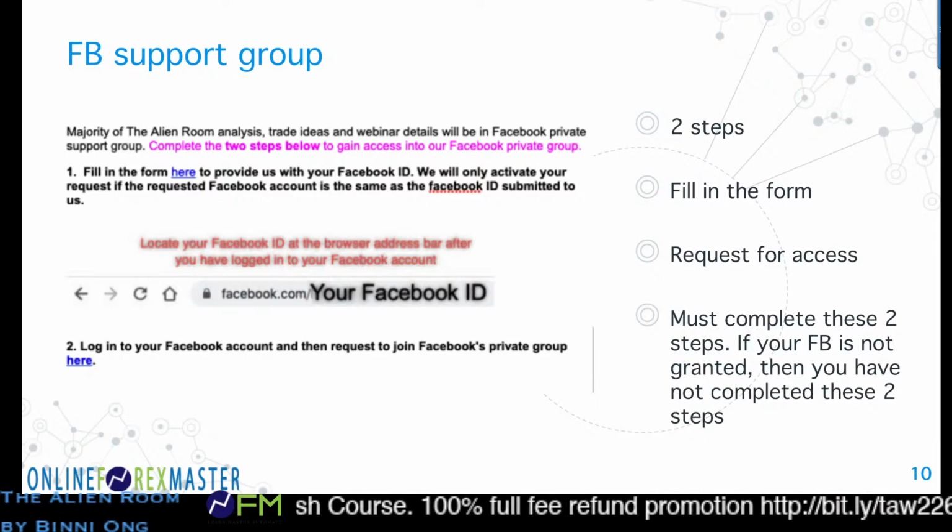Very simple. If you don't know your ID, you log into your Facebook and copy and paste the entire link that you see on your browser. So that's the first thing, your Facebook ID. We are not very stringent about your Facebook ID. Let's say, for example, if you are Thomas Tan and your Facebook ID is Tan Thomas, it's fine. We can recognize you via your email, etc. But you have to fill in a form to notify us of your Facebook ID.